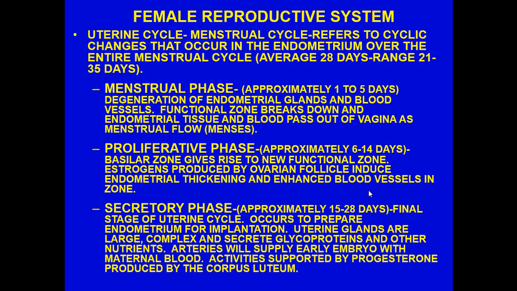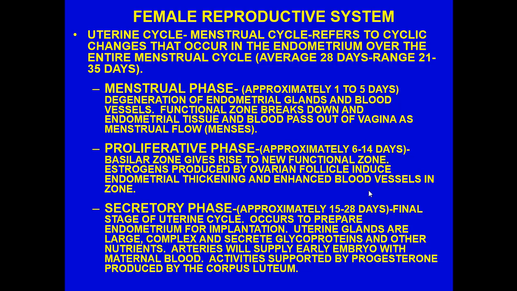Now, there's some women that have, how can I say this, cyclical dysrhythmias, and basically they may say, well, I had my cycle and it was fairly normal, and I had another one that I didn't have until 3 months later. And there may be a whole host of reasons that a doctor could perhaps explain. So let's just take a typical 28-day cycle, okay? First, you have the menstrual phase. That's approximately 1 to 5 days. You have the generation of the endometrial glands and the blood vessels.